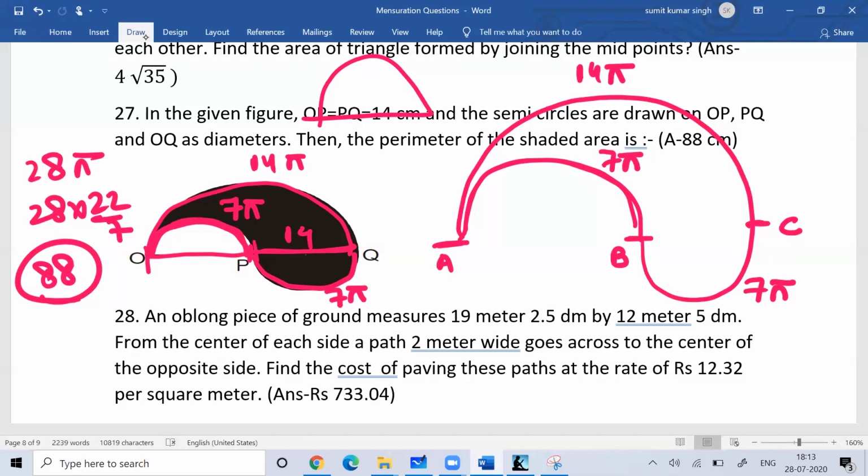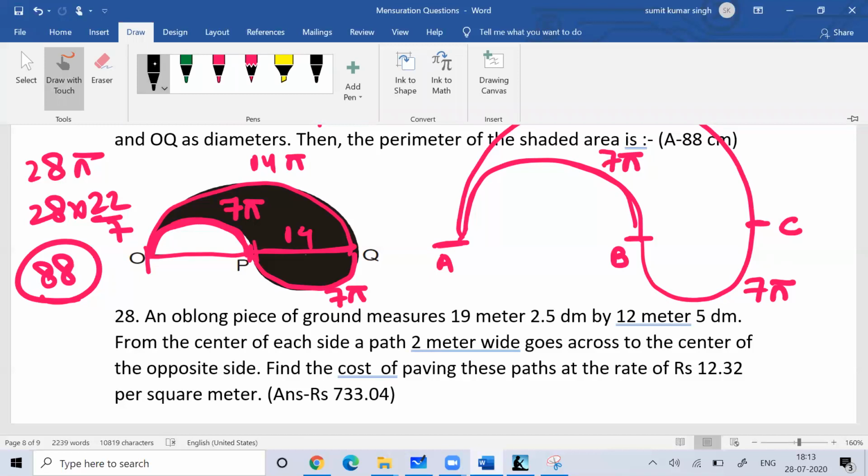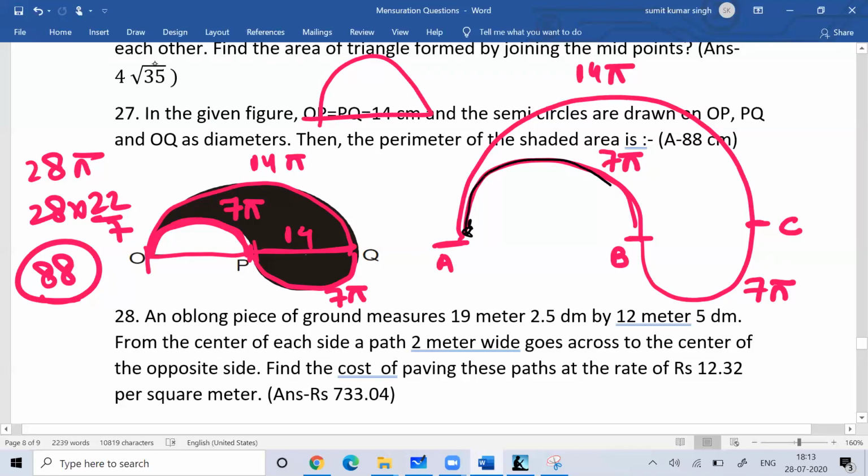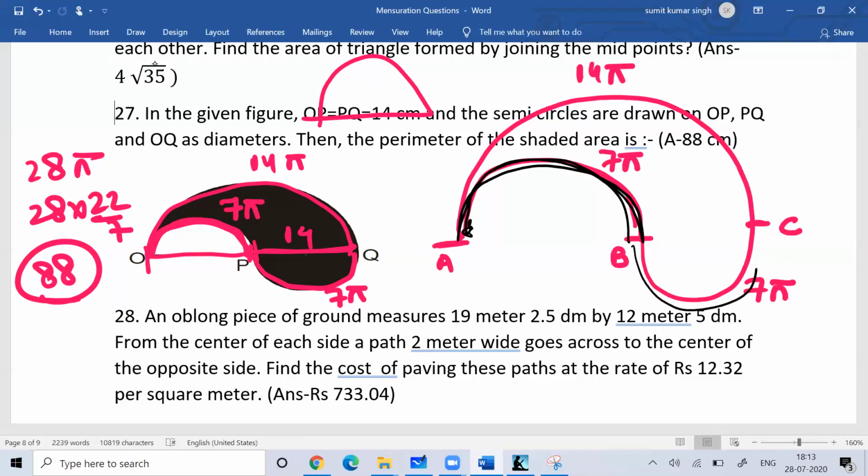Because when you have to calculate the perimeter, you have to count this, this, this, then this, and then this. So the outer semicircle, the bigger semicircle, the radius of that will be 14, and the smaller semicircle you're getting, the radius for that is 7.